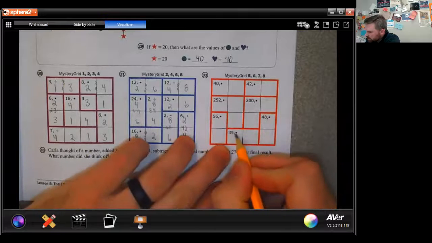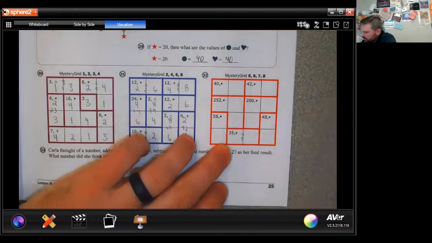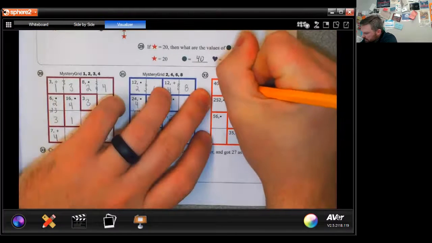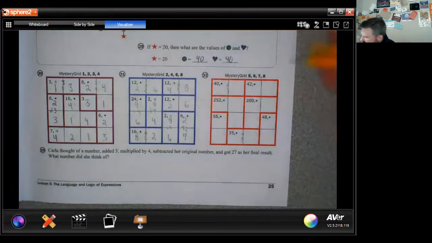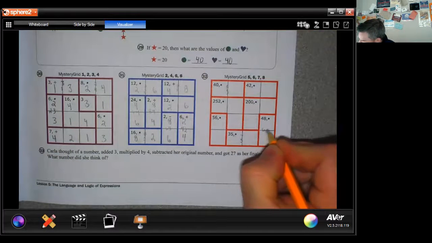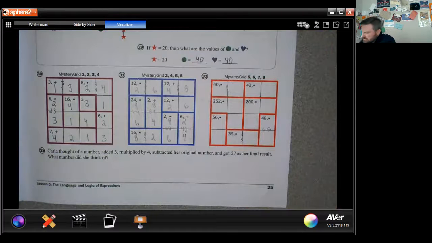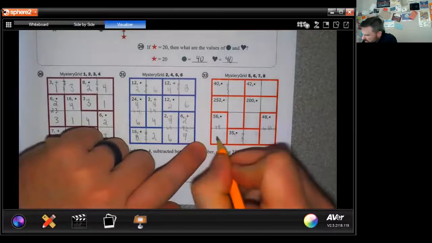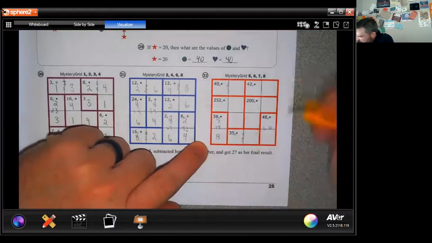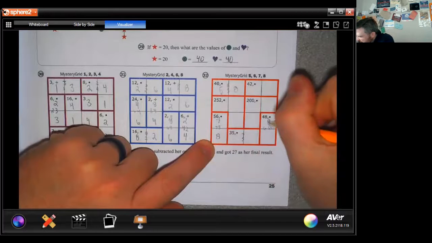So 35 with multiplication, that would be 7 and 5. 40 would be 8 and 5. 48. I could get 48 with 6 and 8. 56 would be 7 and 8. Now 7's going down here, so this must be 8, then 7. This is 8, so this has to be 5 and 8. This must be 8, then 6.